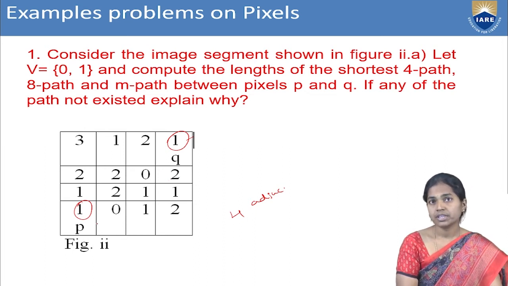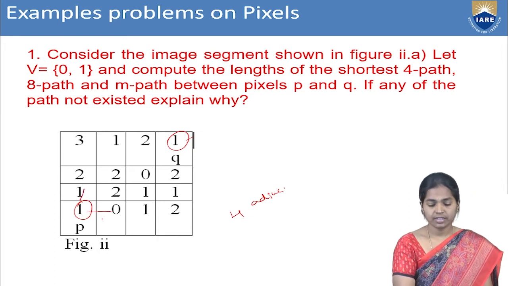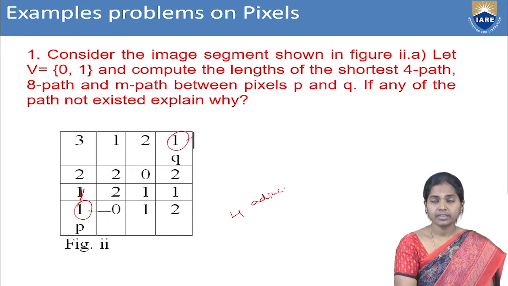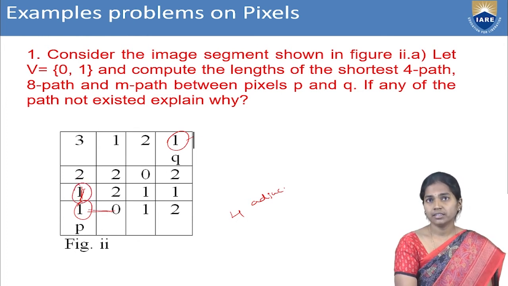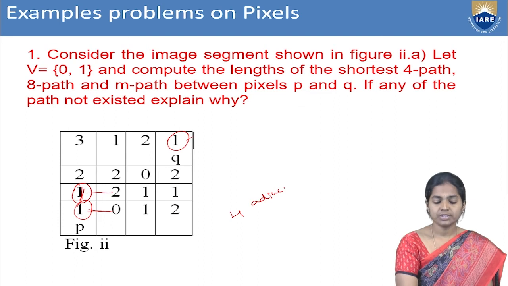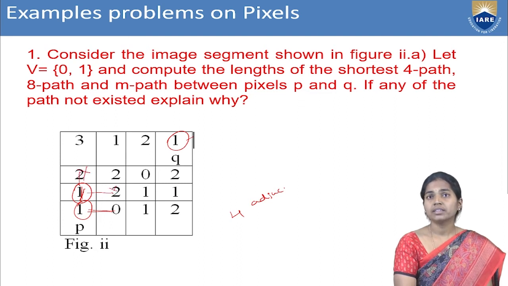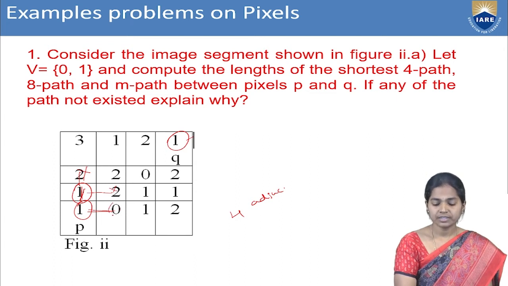Here, how many possibilities are there? This one and this one, in 4-adjacency. From here, are there any adjacent pixels? This side is 2, and this side is 2. It is not possible. This side is also not possible. Again, go to this pixel. How many possibilities are there? This side is 2, which means it is not possible. On the right side, it is 1. It is possible.